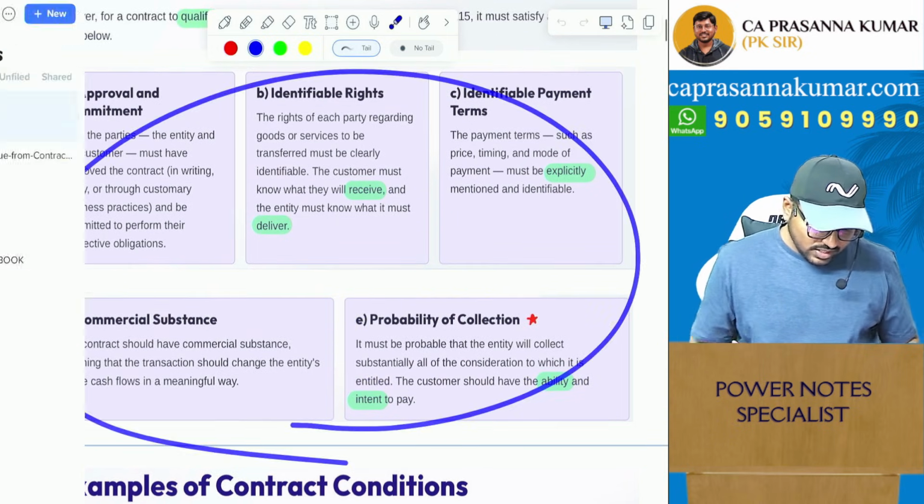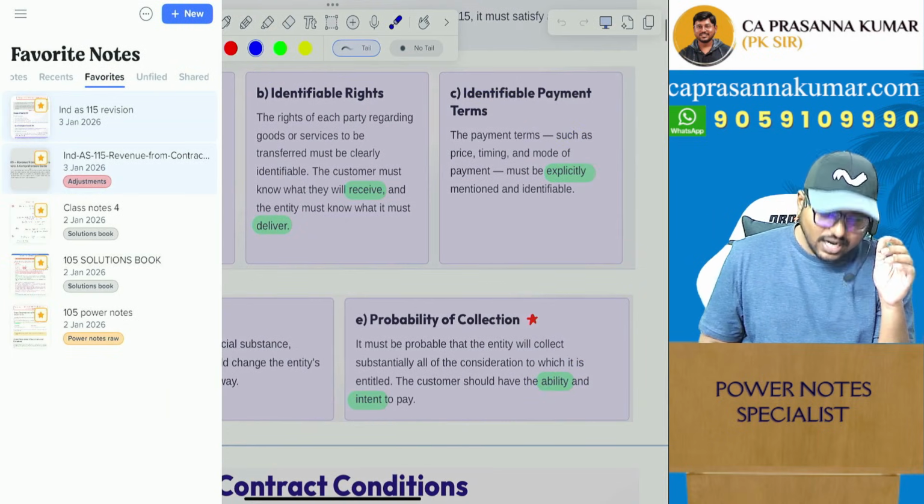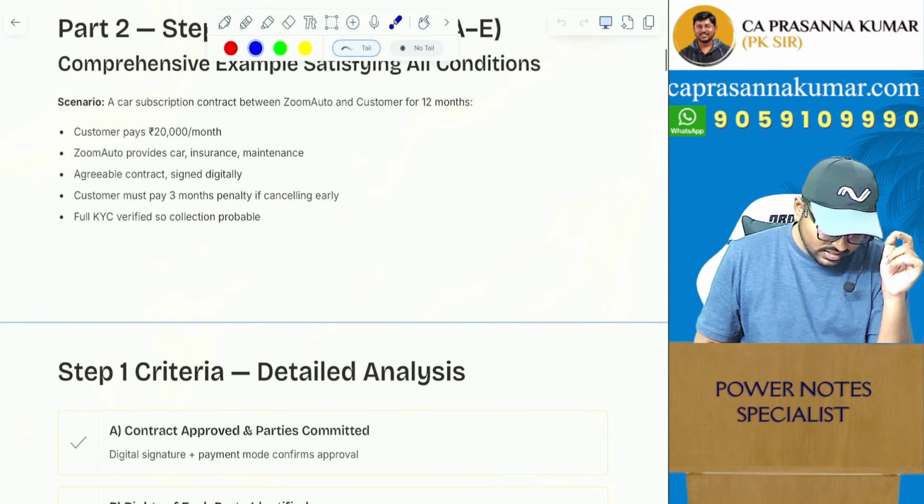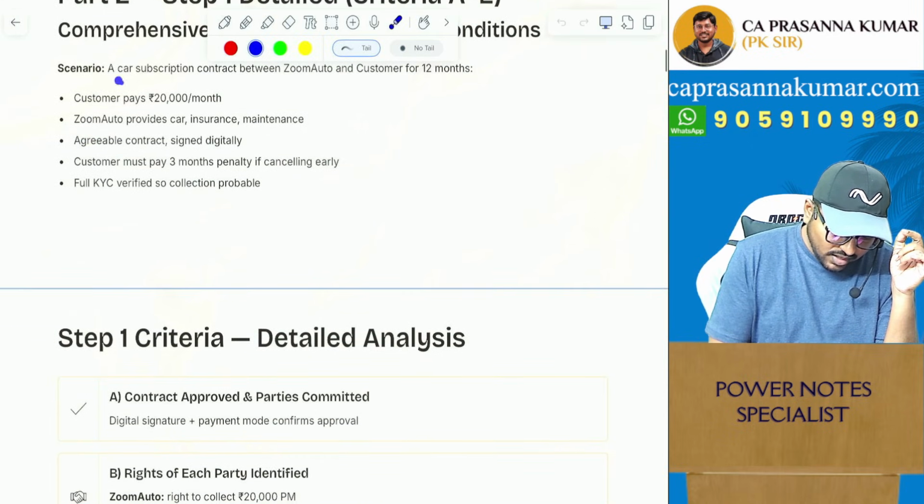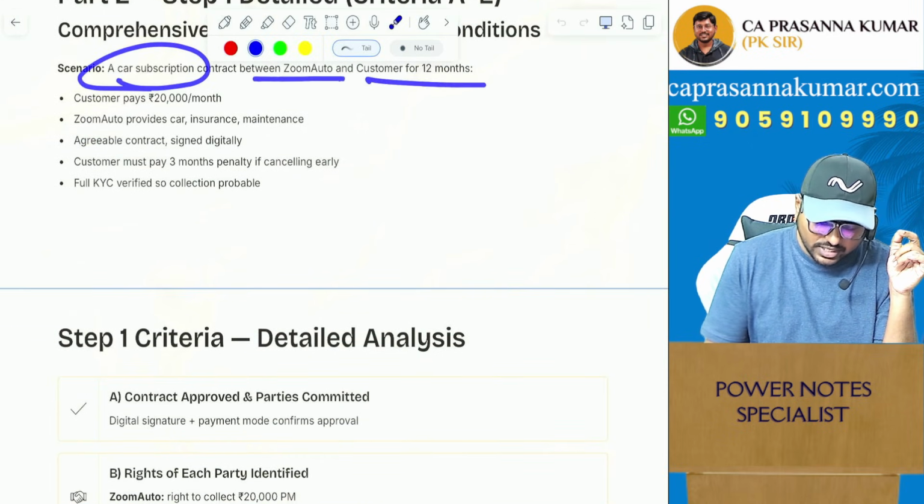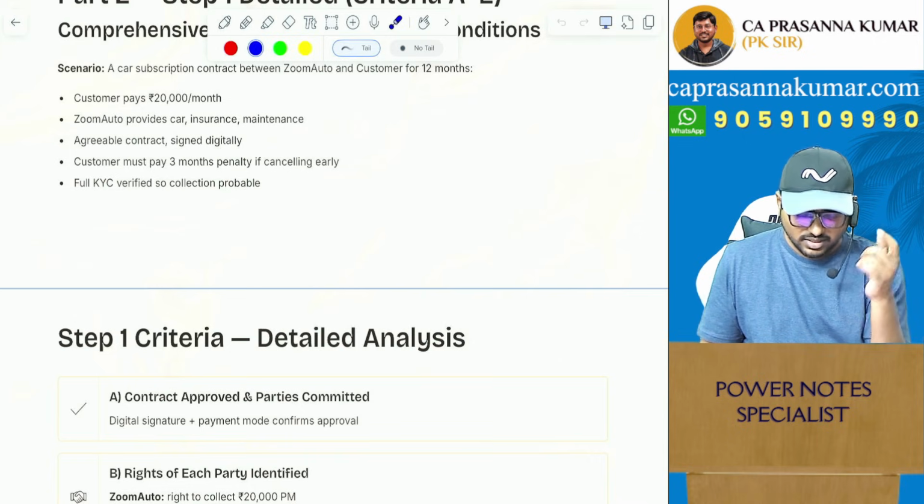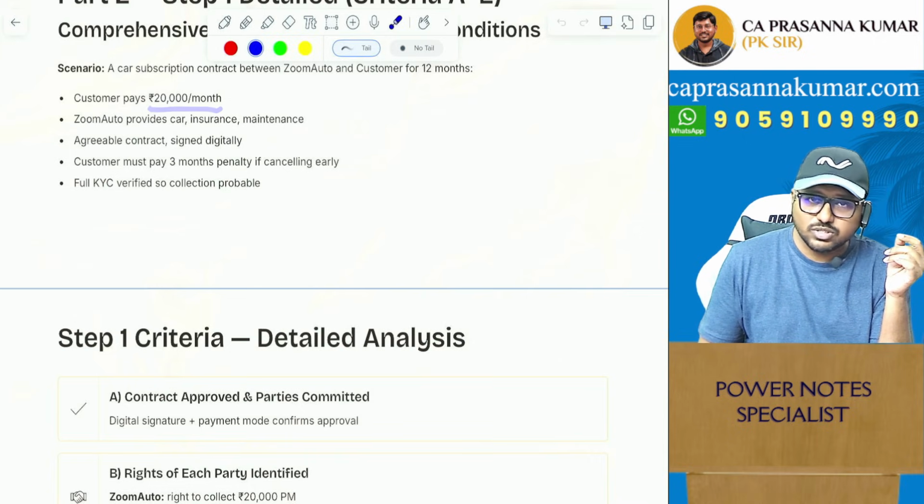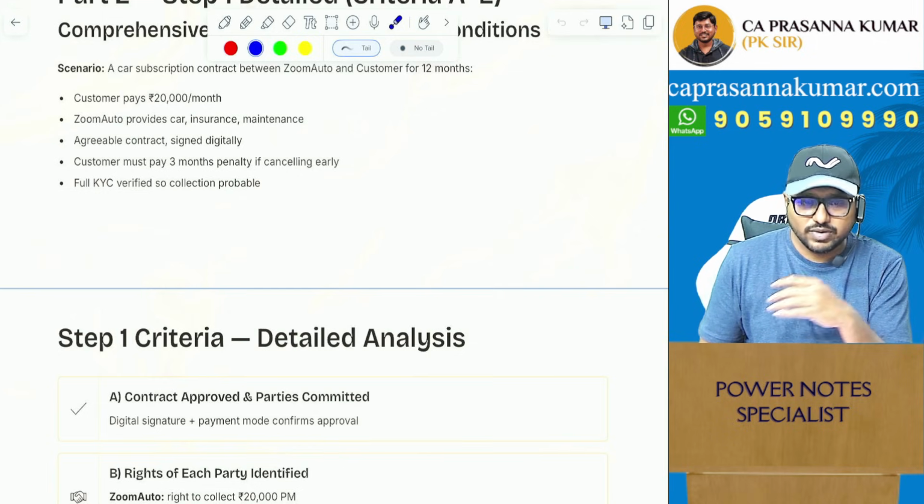Are we done with this? Immediately, let's get on with an example and we'll cover all the 5 conditions in step 1. See here: a car subscription between Zoom Auto and a customer for 12 months. You know what Zoom is, right? Right now it is not famous, but once upon a time it was. The customer pays 20,000 per month for the car that he takes on rent from Zoom.